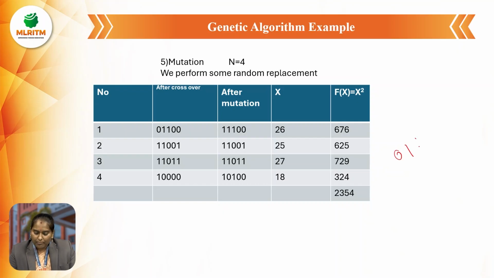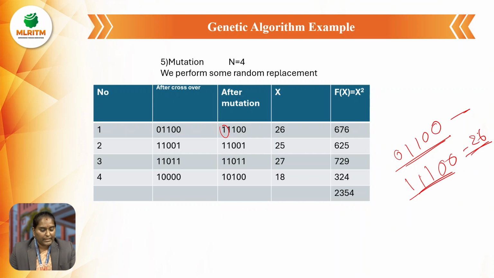So 0, 1, 1, 0. After crossover, the value will be 0, 1, 1, 0. After mutation, I have to replace the value 0 with 1. That's why here I am getting 1, 1, 1, 0, 0. So the value is obviously 26. In the previous step, the value is 12. After mutation, the value of x is 26.